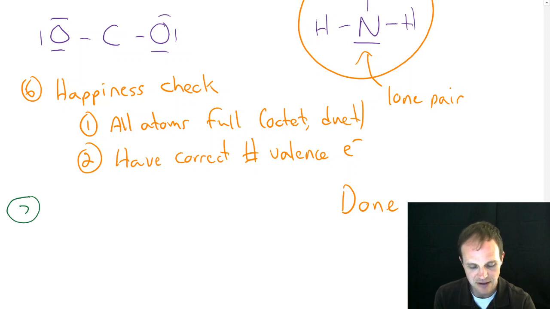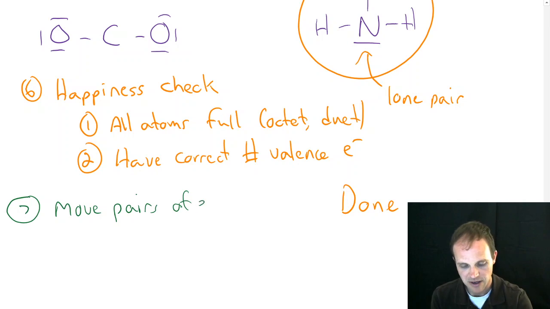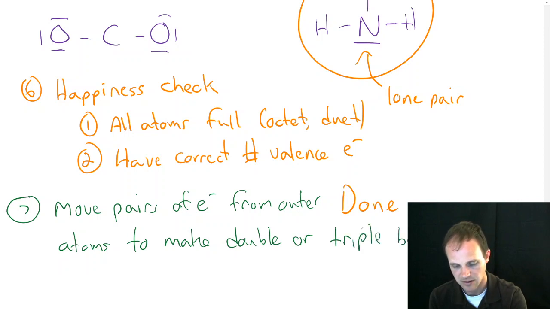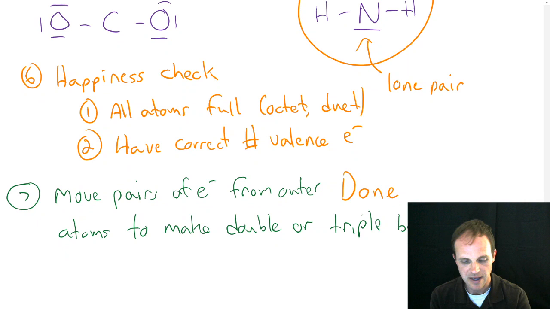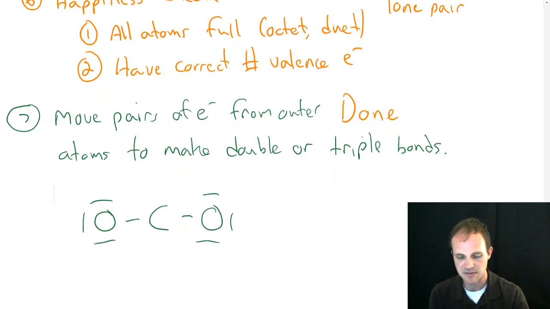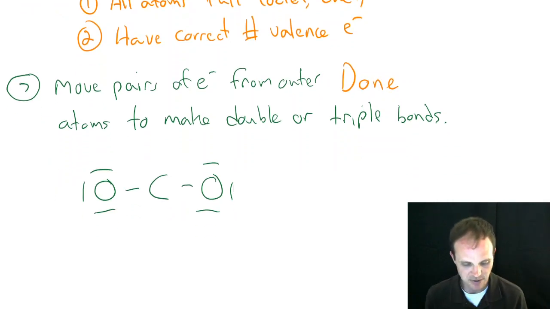And step 7 is we're going to move pairs of electrons from our outer atoms to make double or triple bonds. Okay, so what do we have? We have CO2 on the left. And we're going to move pairs of electrons from our outer atoms to make double or triple bonds. So what does that look like?